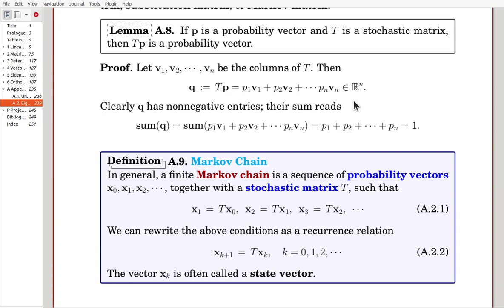That is in Rn. So we try to get the sum. The sum of Q is the same as the sum of this linear combination. Now we consider the sum of each column of T, and that must be 1. So we have this summation. Now these are entries of P, which is a probability vector, so that it must be 1. Okay, so we finished the proof.